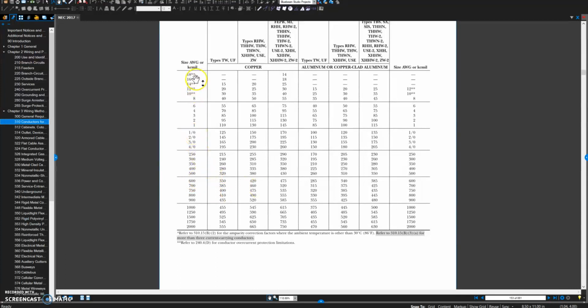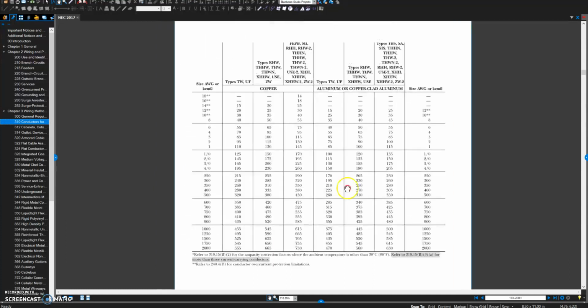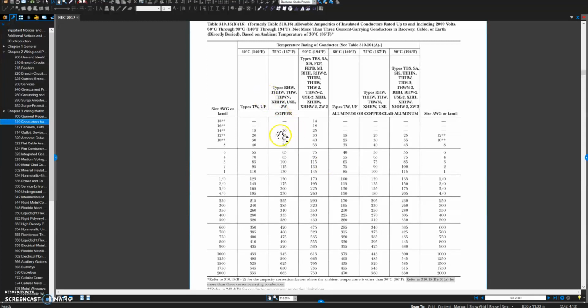You notice we're going to have 18 gauge all the way up through 1 gauge. Then we have what we call 1/aught, 2/aught, 3/aught, 4/aught, and then we get into our circular mils, 250 through 2,000 circular mils. You're going to see too we have two basic categories. The left 3 columns are copper wire, the right 3 columns are aluminum or copper-clad aluminum. Pretty much just call that aluminum.